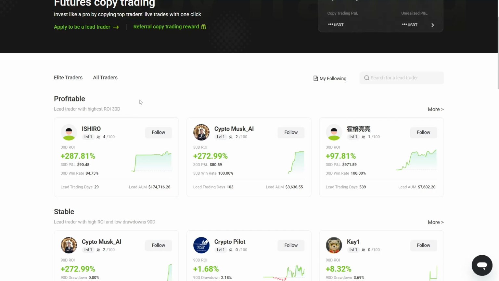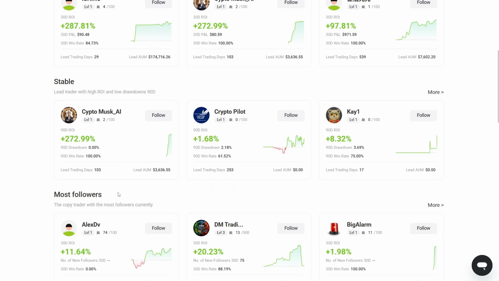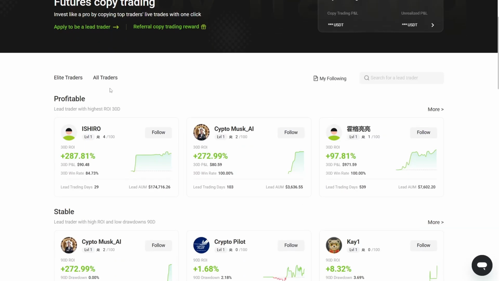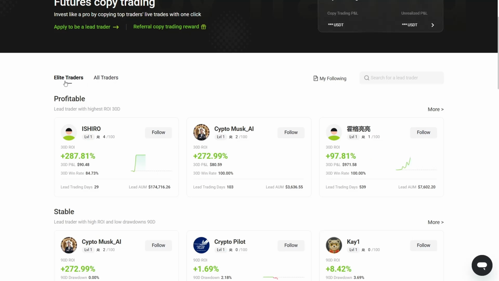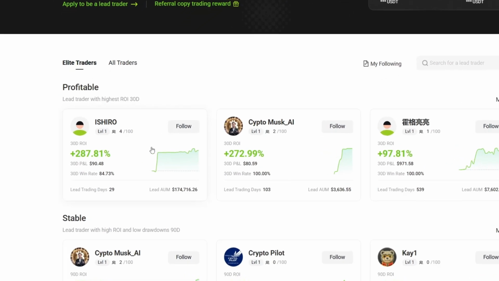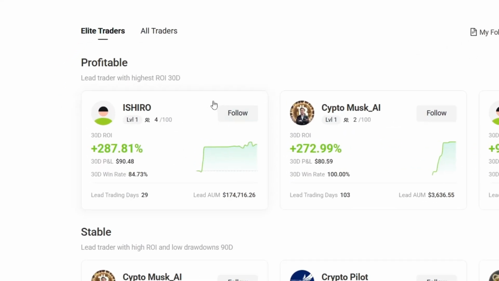For our copy traders, we have profitable, stable, most followers. There's also elite traders, which we're in right now, and all traders. Sifting through all traders might be a bit overwhelming, so we're just going to stick with elite traders. Now, each trader has their own trader card. On the top of the trader card, we can see the trader name, their level, how many followers they currently have compared with their maximum capacity. And if you would click follow, you could select them to copy trade, but we're not there yet.